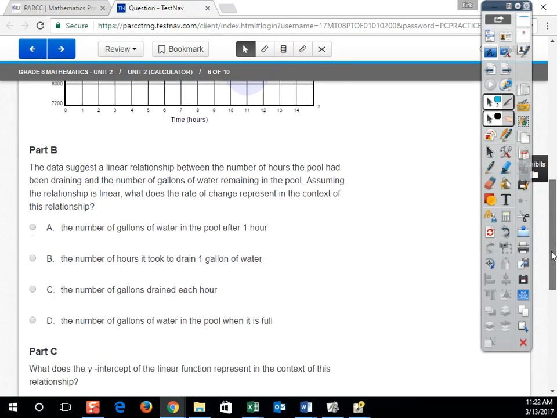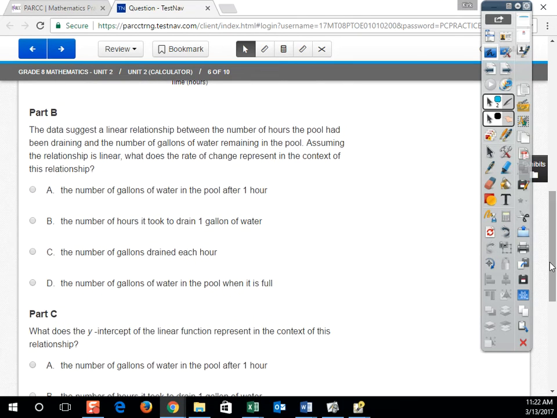Part B. The data suggests a linear relationship between the number of hours the pool had been draining and the number of gallons of water remaining in the pool. Assuming the relationship is linear, what does the rate of change represent in the context of this relationship? When it says rate of change, what it's really talking about here is slope. And so it wants an explanation of what the slope means in the context of this problem.